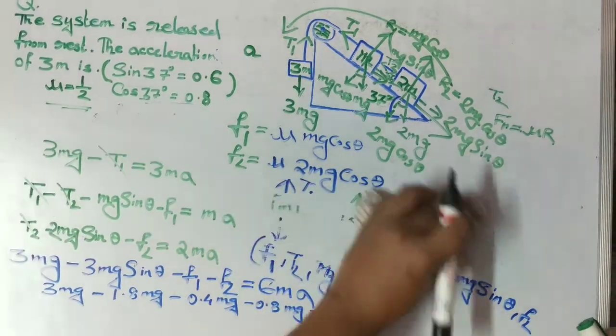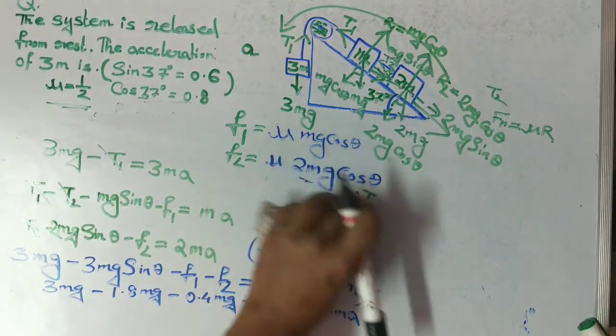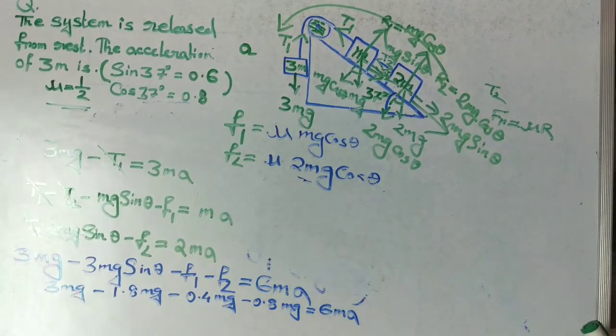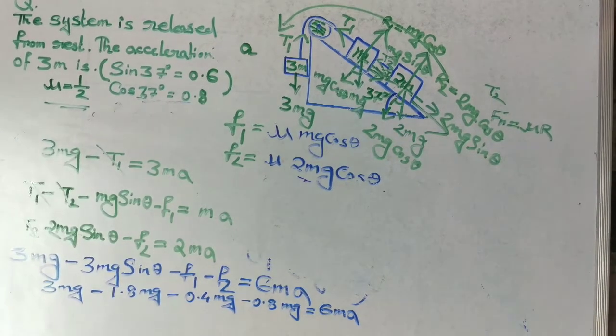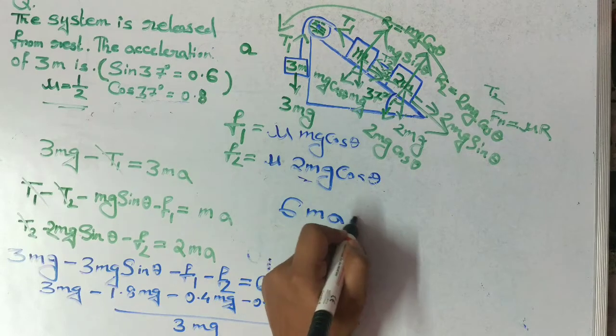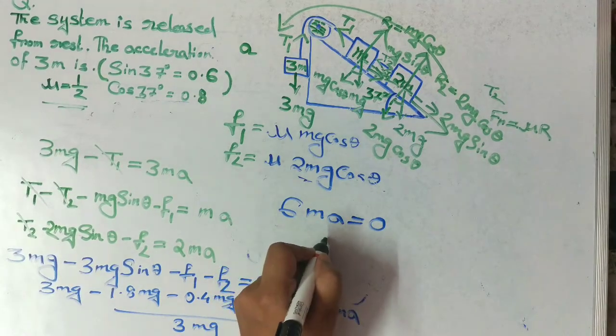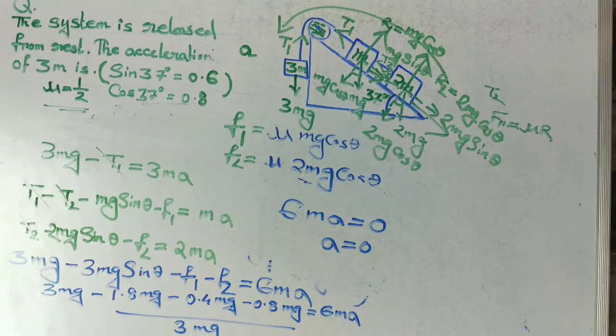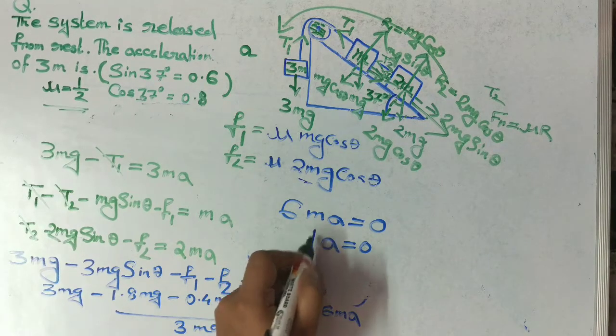Now we see the equation: 3mg minus 1.8mg minus 0.4mg minus 0.8mg, that means 3mg minus 1.8 minus 0.4 minus 0.8, how much is this? It is 3mg. So 3mg will be cancelled out, that means 6ma equals 0, that means a will be 0, that means no acceleration will be produced if the system is released from rest. No acceleration will be produced.